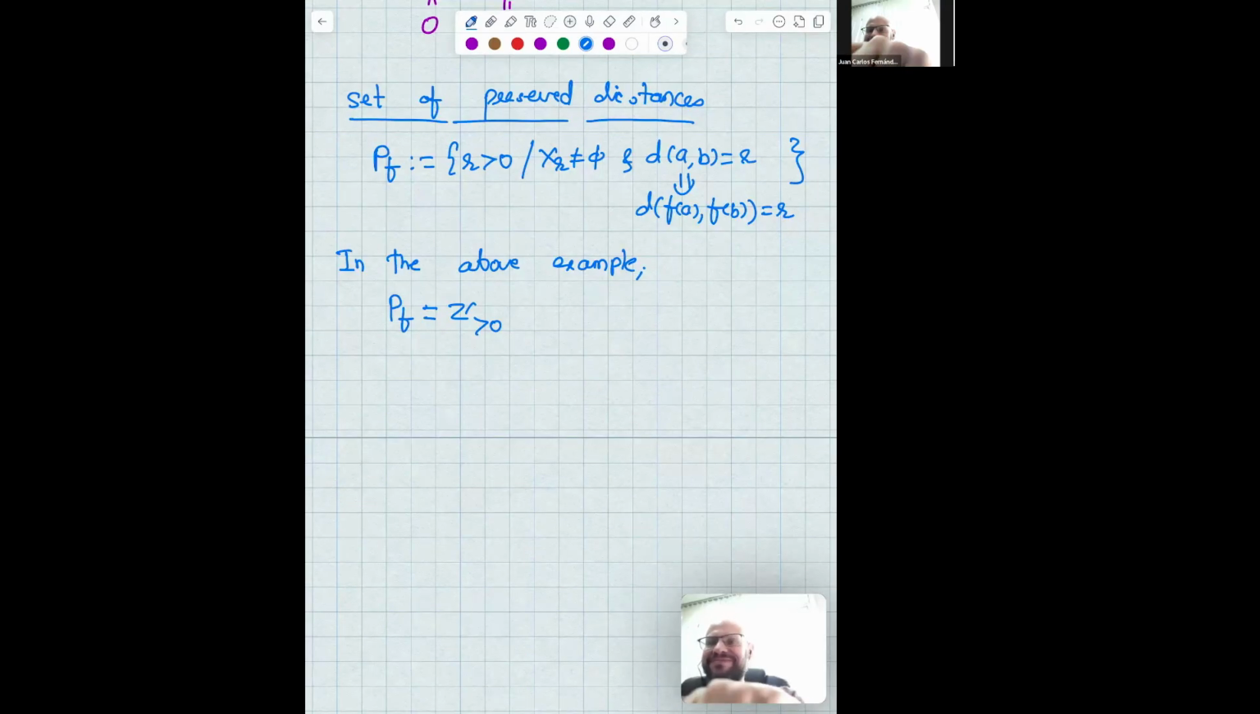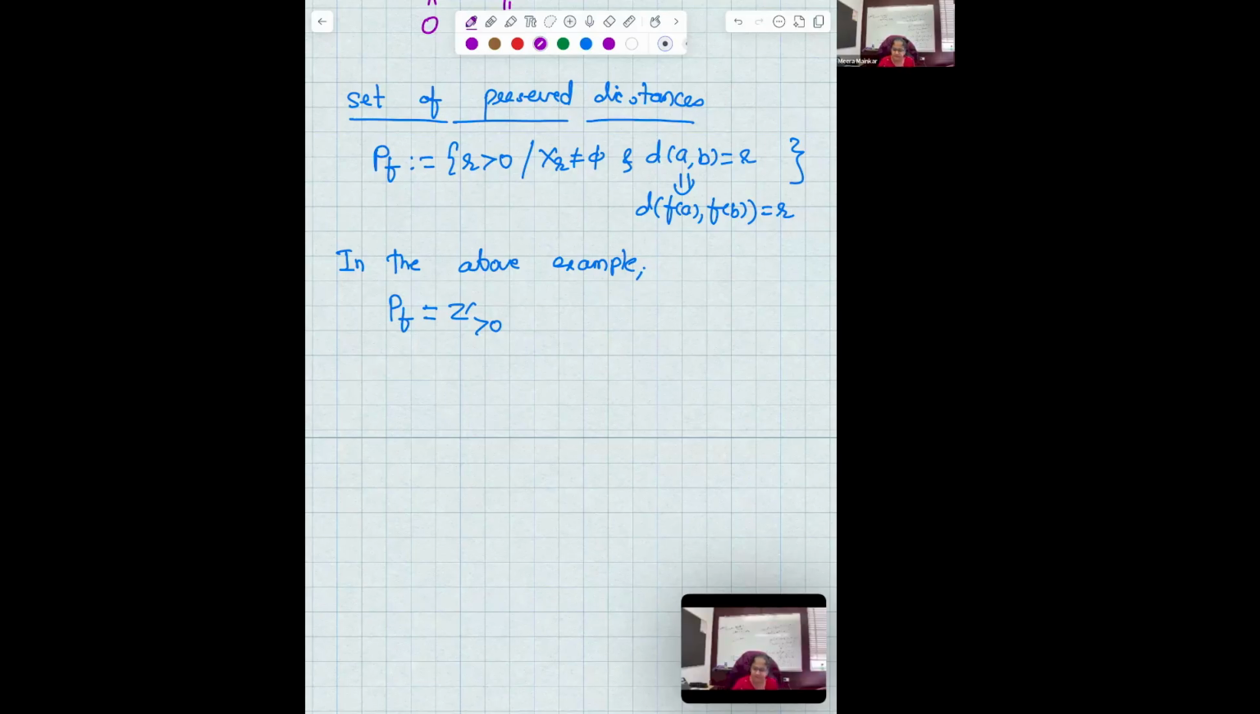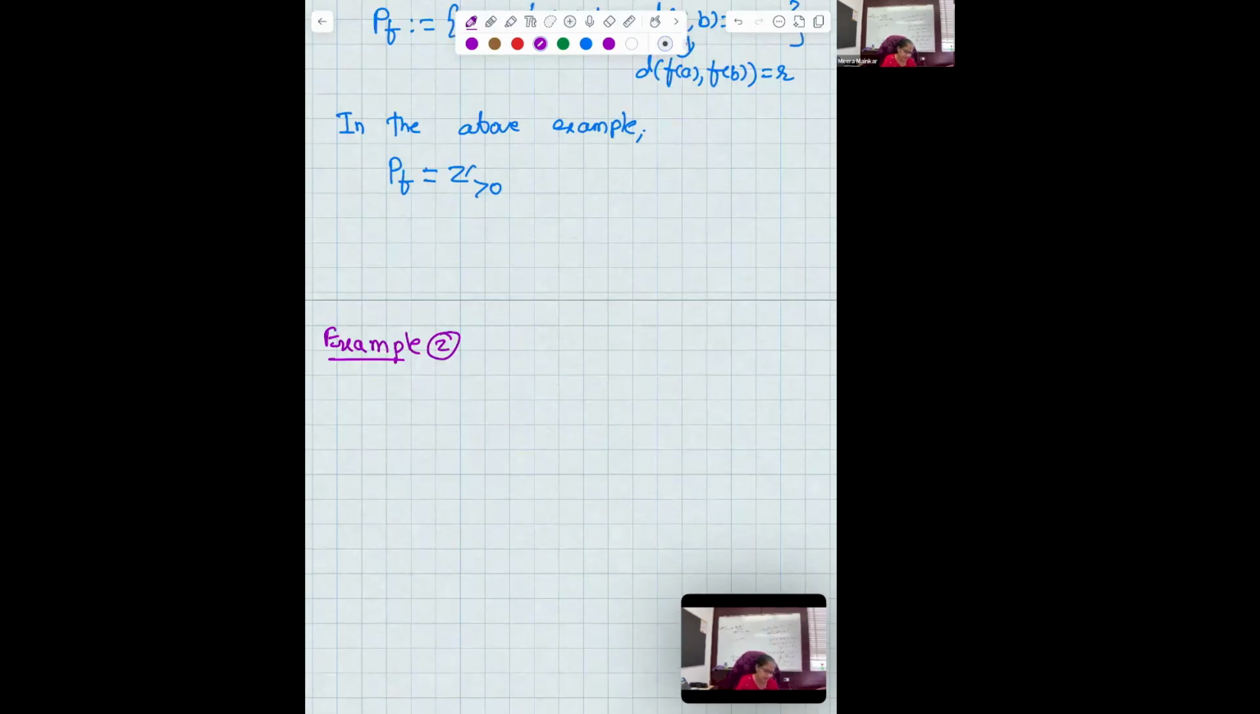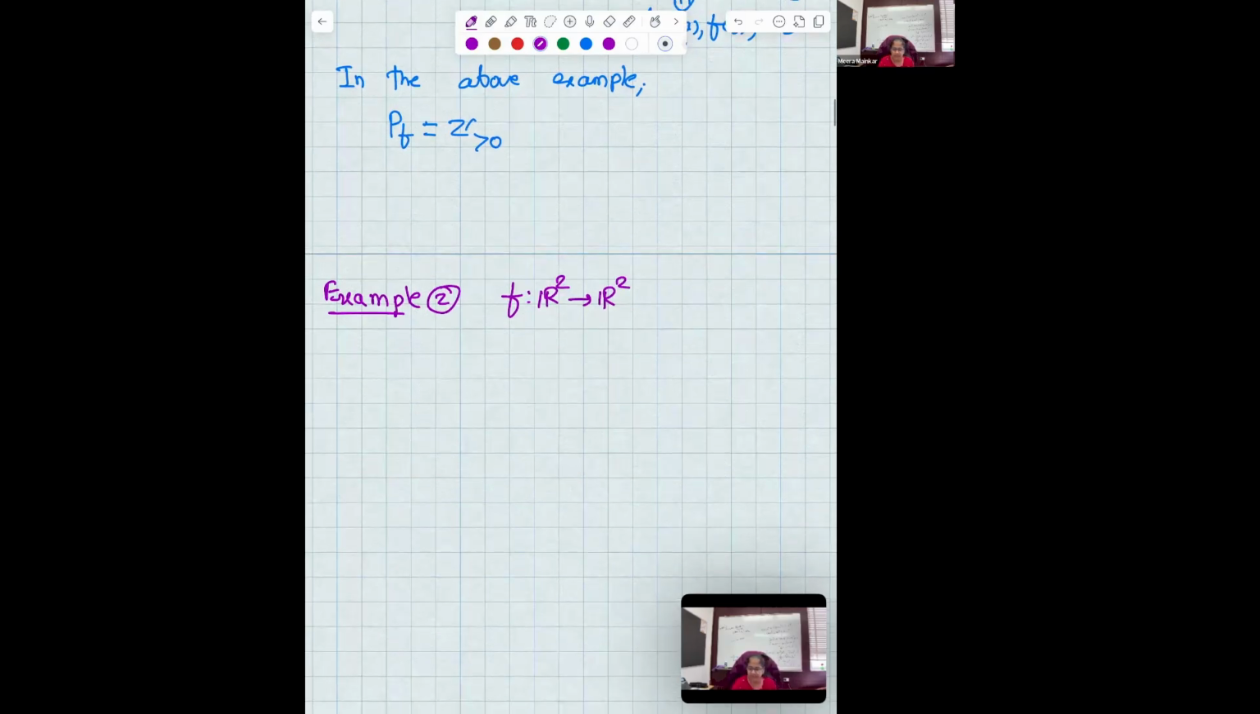Okay. All right. So this is what is happening in a function from R to R, and I just gave you one example. And what about R2? So let's see some examples in R2. Example 2. Say you have f from R2 to R2, and when I say R2, it's just the Euclidean distance. So I should really say E2 to E2.